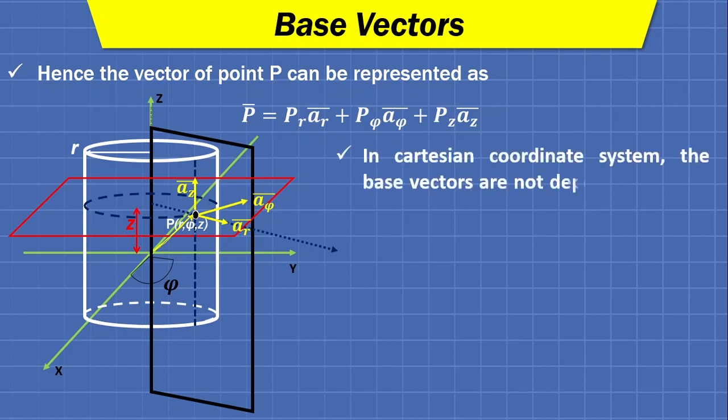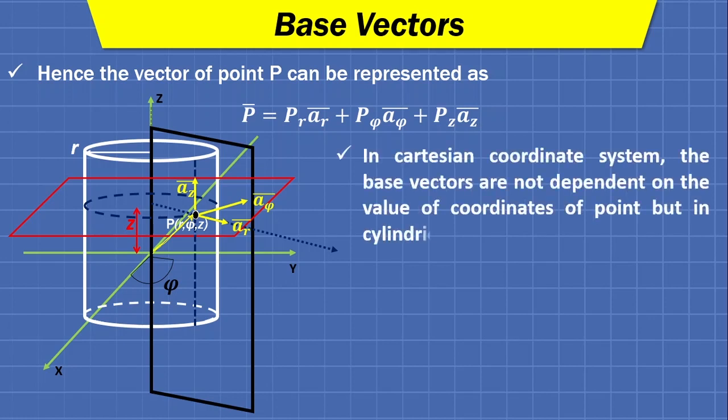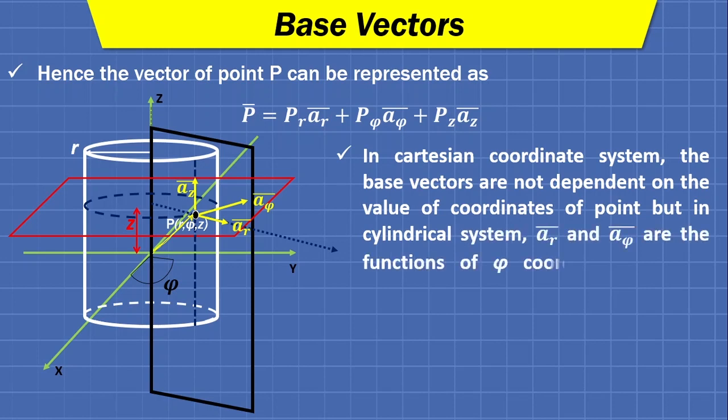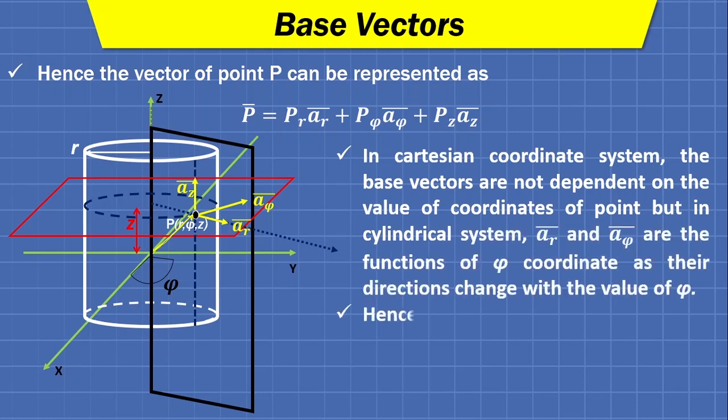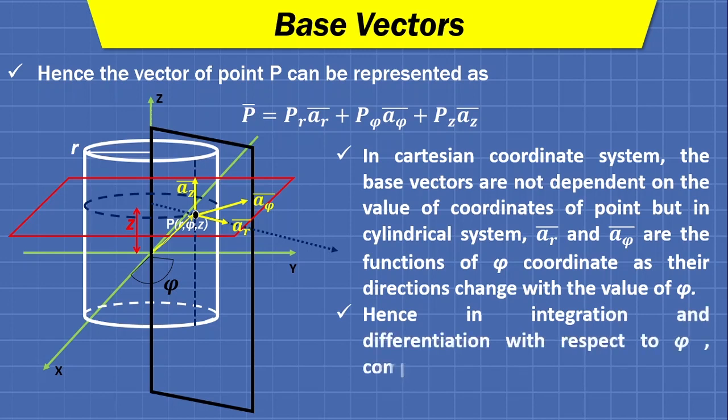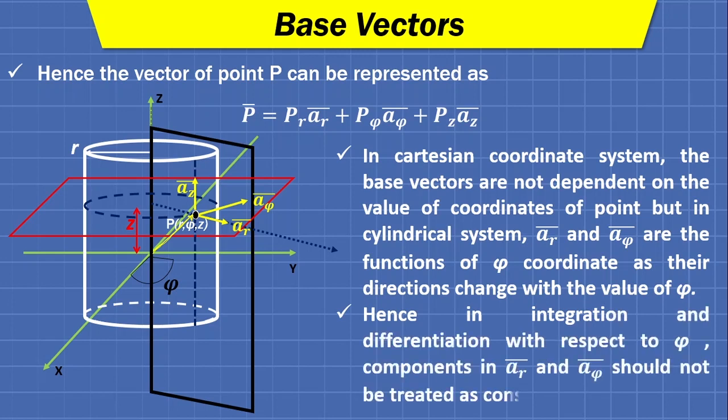In Cartesian coordinate system, the base vectors are not dependent on the value of coordinates, but in cylindrical coordinate system, the r direction and phi direction are the function of phi coordinate, as their direction changes with the value of phi. See, what happened in the Cartesian coordinate system, whatever be the value of px, py or pz, the direction of x, y and z axis will remain same.